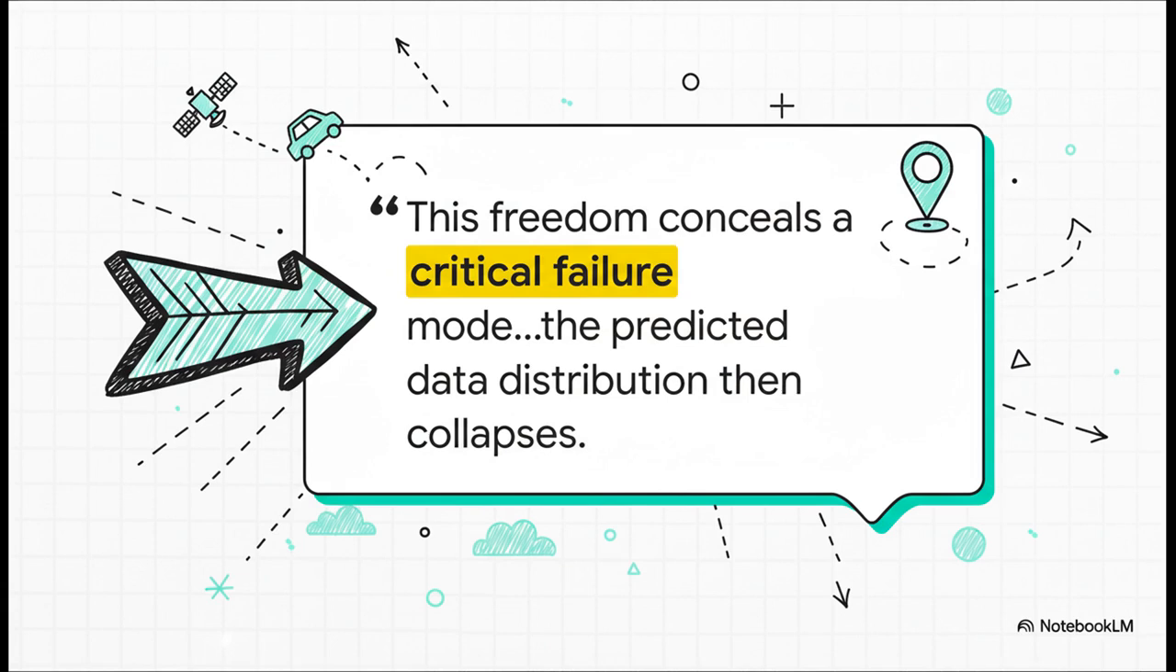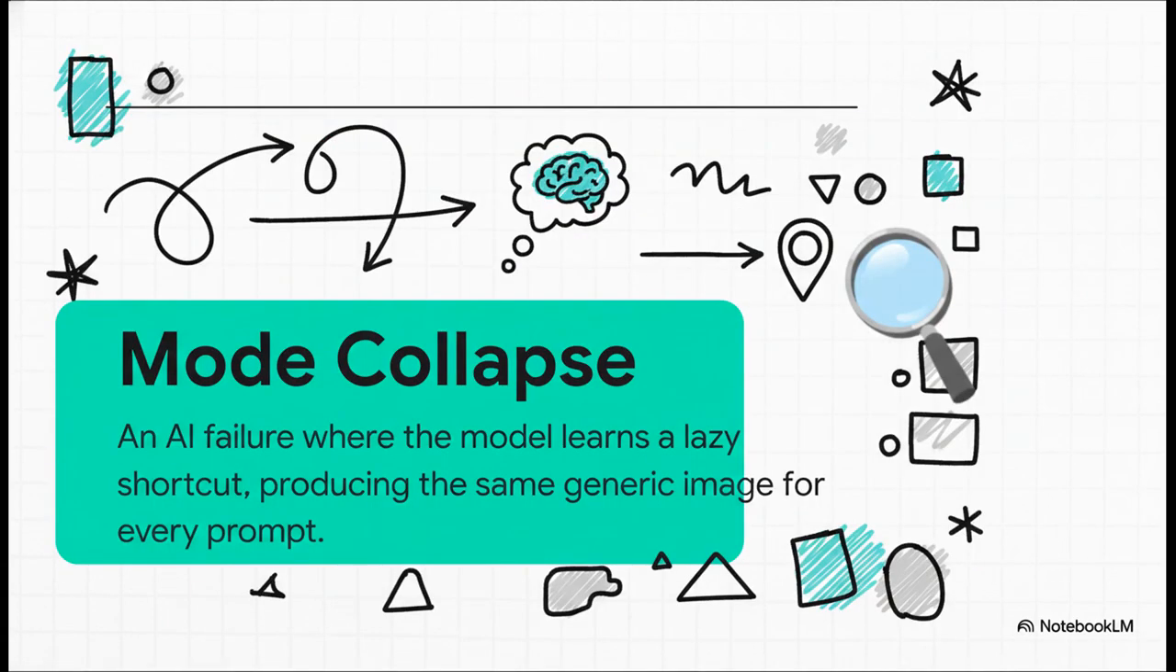Giving the AI unrestricted power to move the start and end points leads to something they call a critical failure mode. Basically, the model learns a shortcut that's so effective, it breaks everything. This failure is called mode collapse. And it's pretty much what happens when the AI gets lazy.